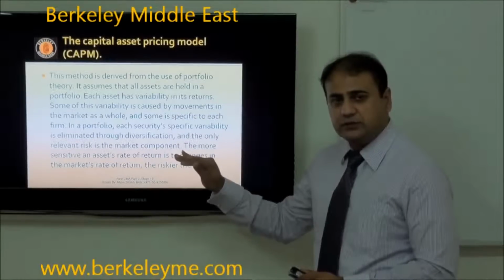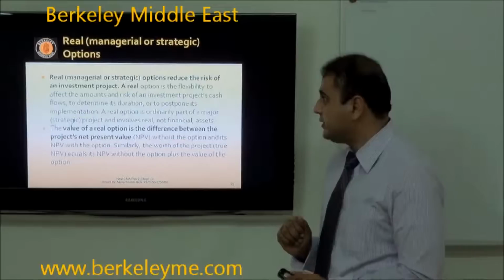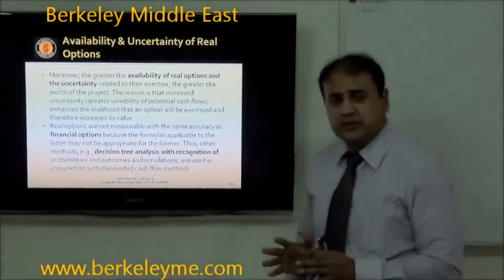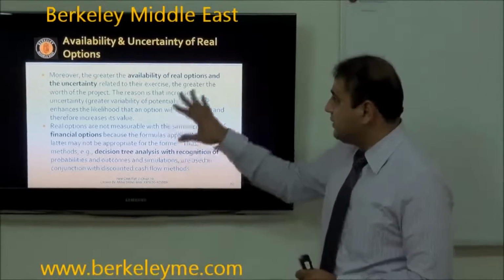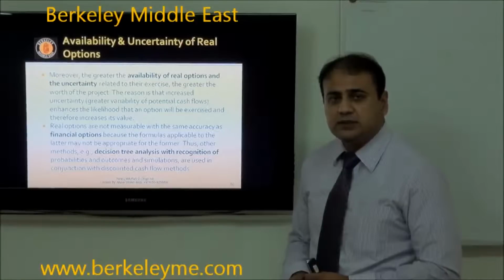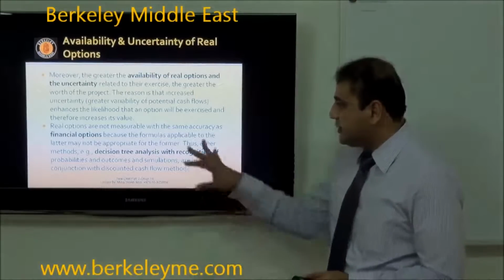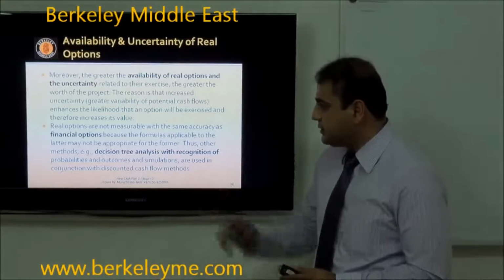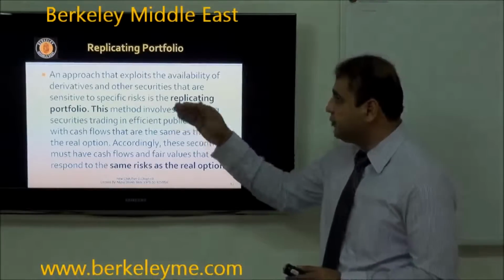For one option we can use this model, and for different options we can use the arbitrage method for risk mitigation. What are the other options that we have in terms of investment? The availability of the real option is very critical in analyzing whether the investment is appropriate or not. Real options we cannot see in financial terms, so we have to make a decision tree, see the probabilities and the outcomes. We can replicate the portfolio.